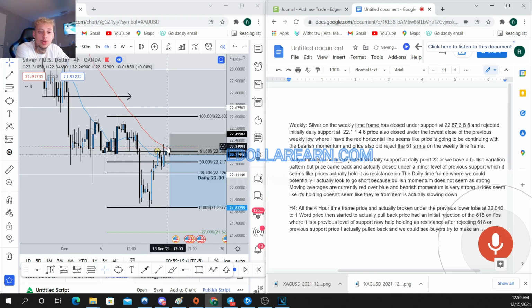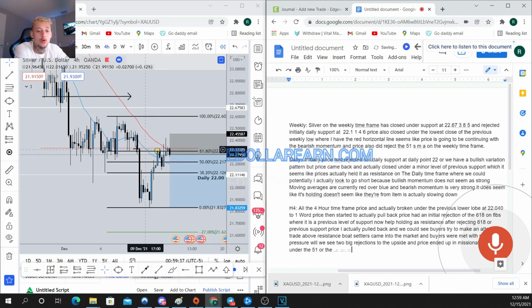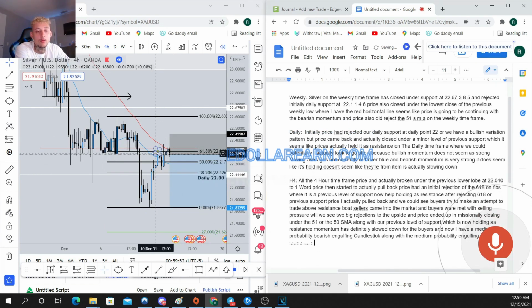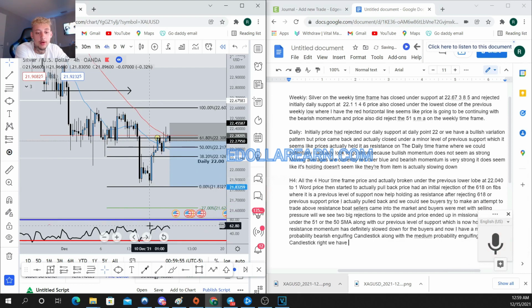make an attempt to trade above resistance, but sellers came into the market and buyers were met with selling pressure, where we see two big rejections to the upside, and price ended up initially closing under the 50 SMA, along with our previous level of support, which is now holding as resistance. Momentum has definitely slowed down for the buyers, and now we have a medium probability bearish engulfing candlestick. Along with the medium probability engulfing candlestick, we have, let's actually check, we have bearish divergence.